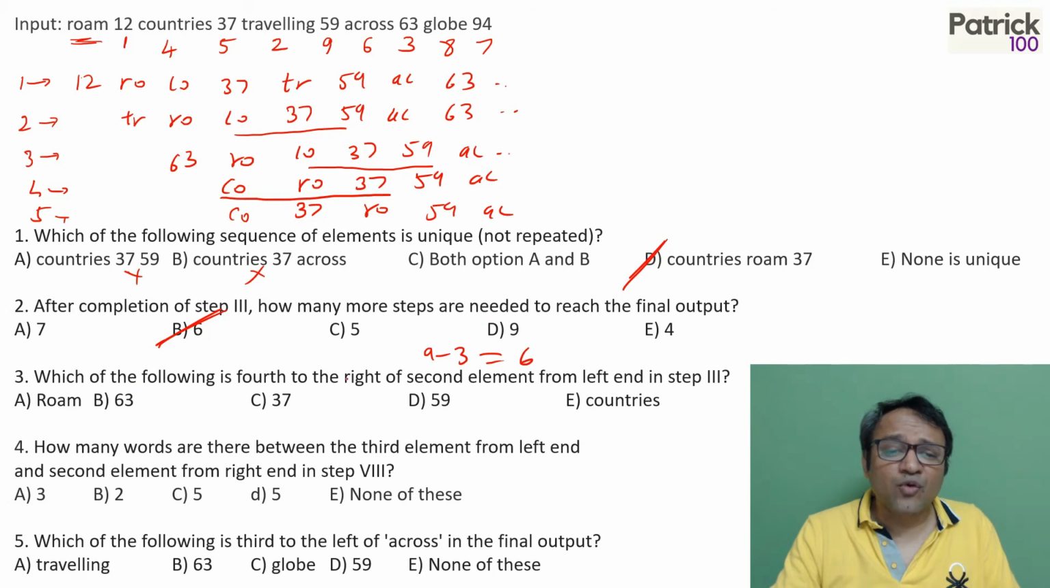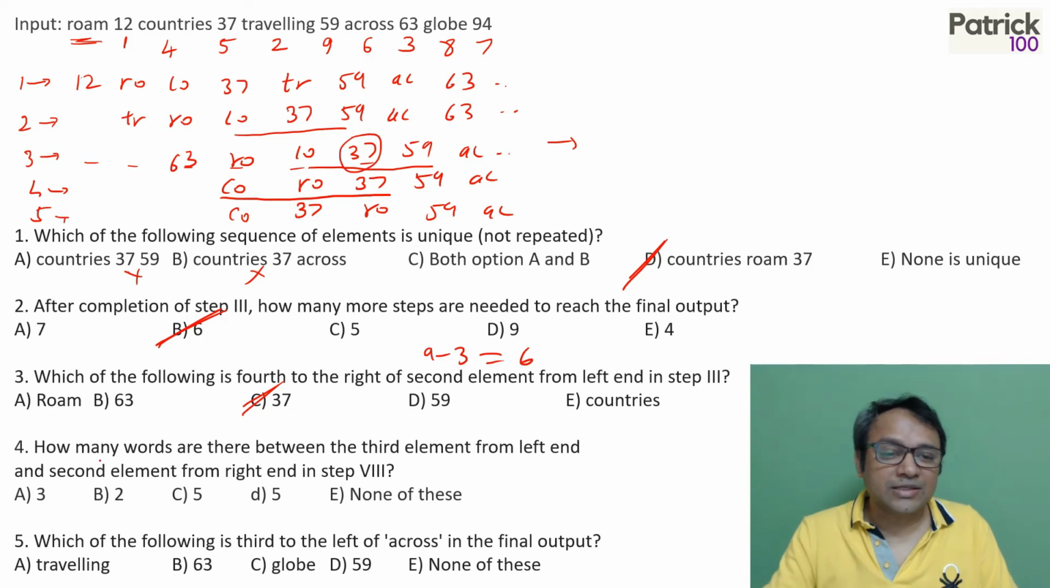Which of the following will be fourth to the right of second element from the left hand in step 3? In step 3, fourth to the right of second element from the left. So the elements are 1, 2, 3, 4, 5, 6, 37. Okay, 6 elements in step 3.